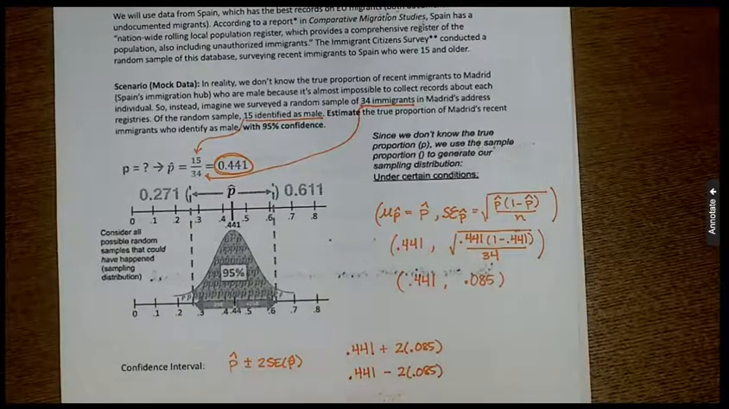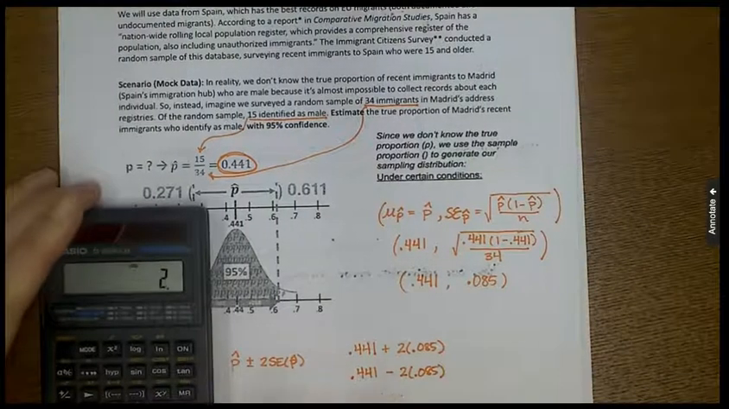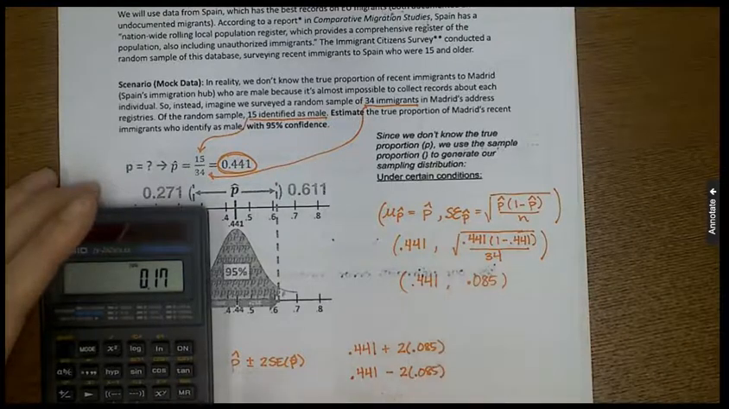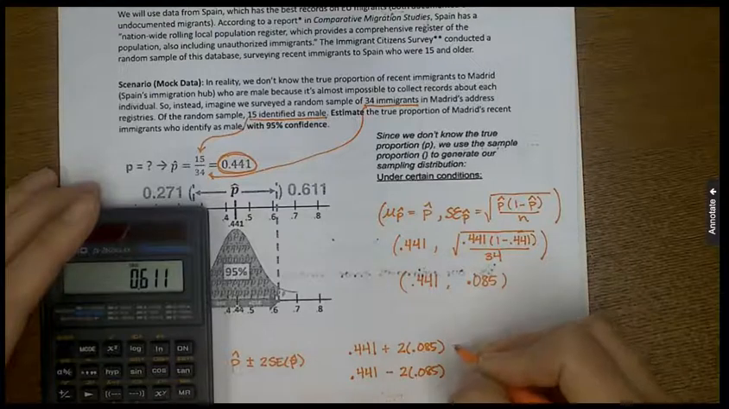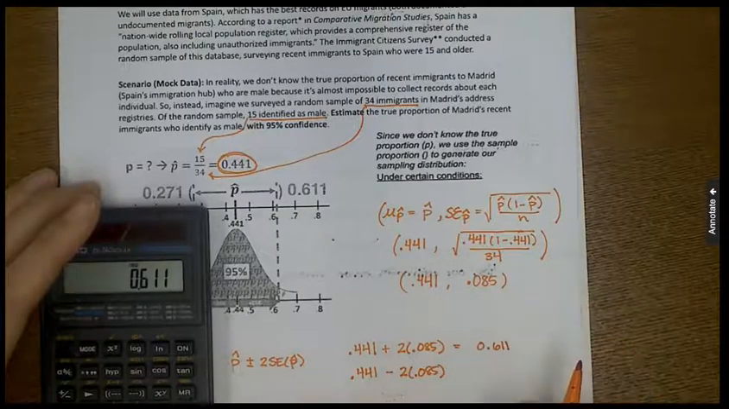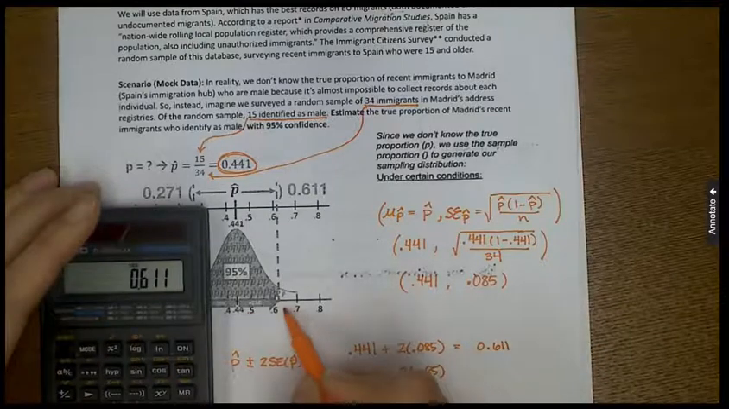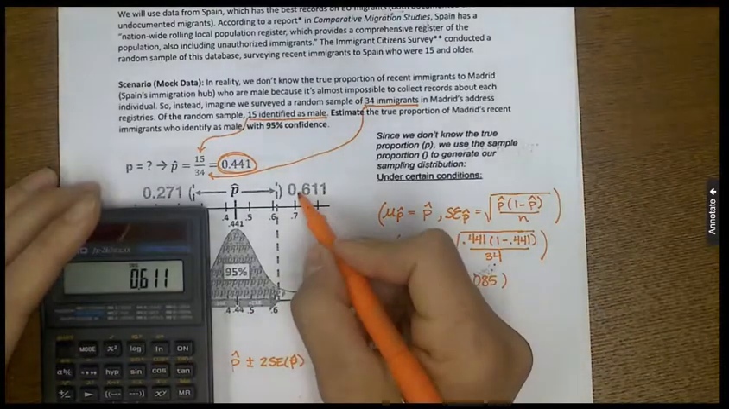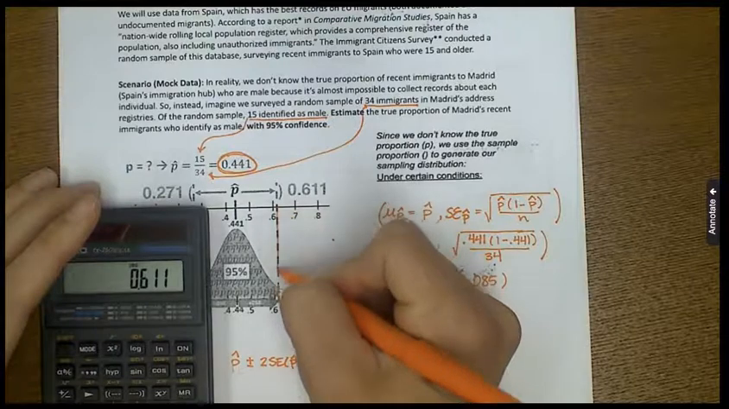Okay, so when I go ahead and do that, I'll just get my calculator. 2 times 0.085 is giving me 0.17 plus 0.441. So this is giving me 0.611. Okay, so that's going this direction. That's why we have this marked out right here.